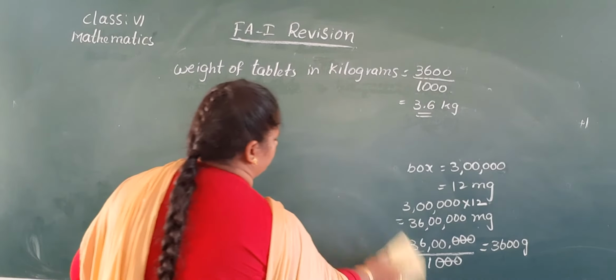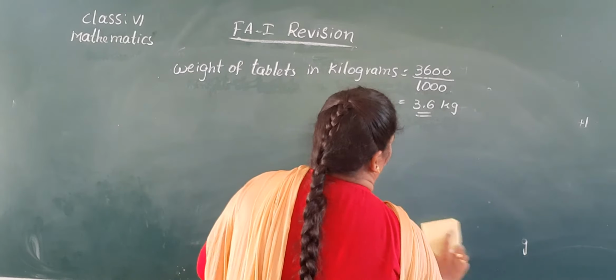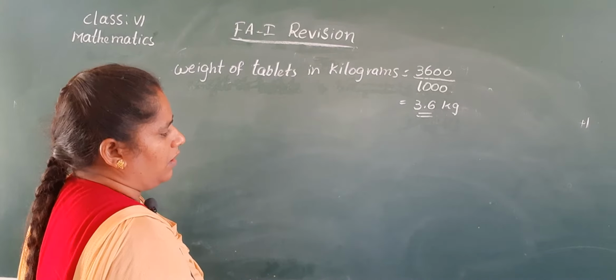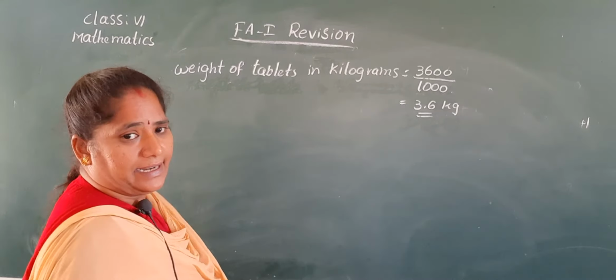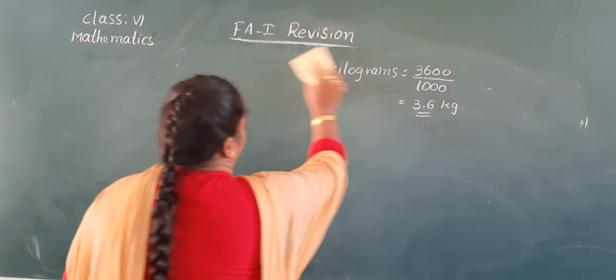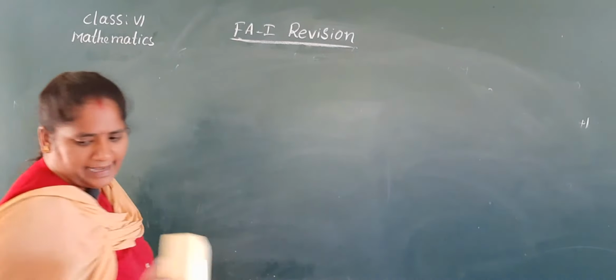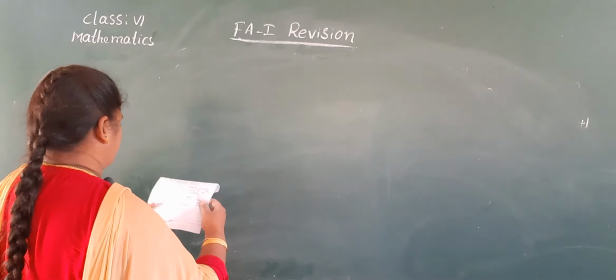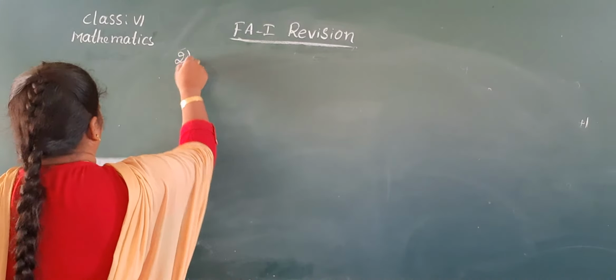Next question. And you know that, 1 quintal equal to 100 kgs. Okay. Don't forget it. 1 quintal how many kgs? 100 kgs. And 1 kg equal to 1000 grams. 1 gram equal to 1 by 1000 kgs. And second one, see.